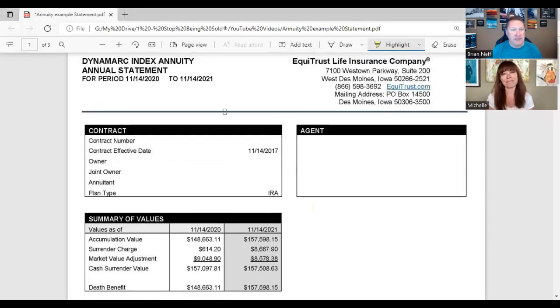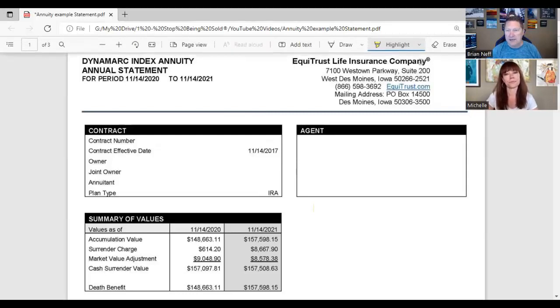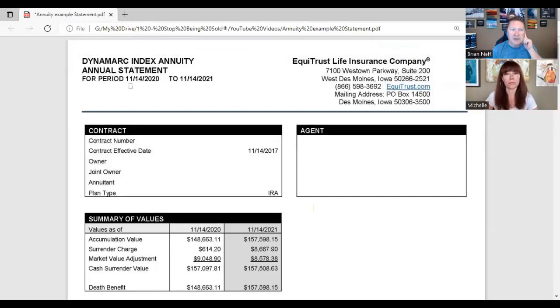Okay. So what I have here on the screen is an indexed annuity statement from this company, Equitrust Life. On the left-hand side, we'll read from left to right, just like you normally read a book, right? In this one here, we've got the Dynamark Indexed Annuity. So it states what type of annuity it actually is. And this is our annual statement.